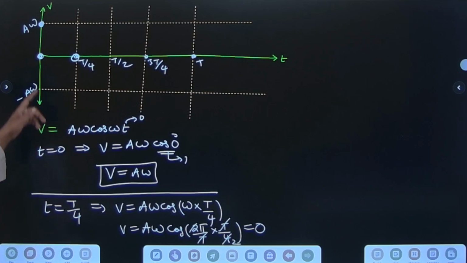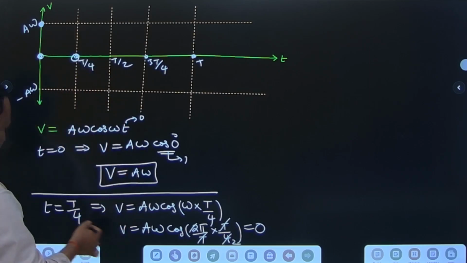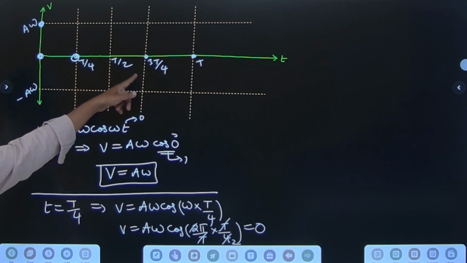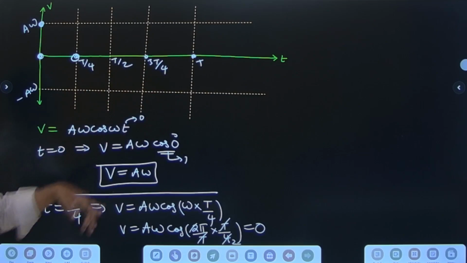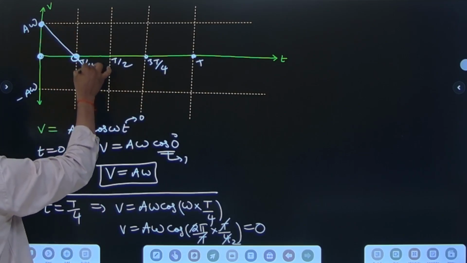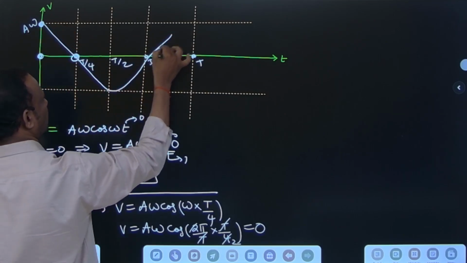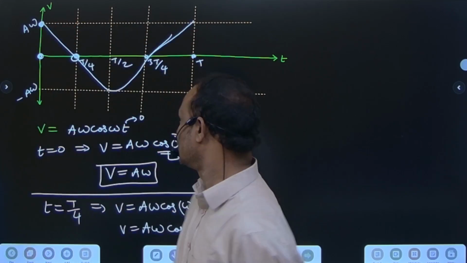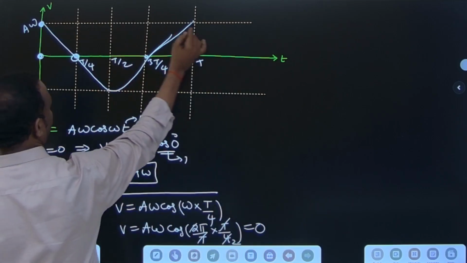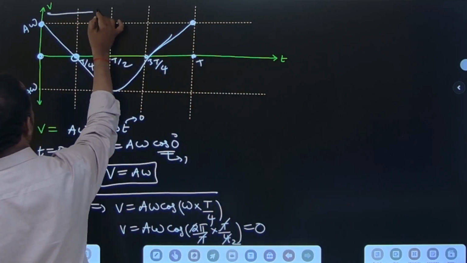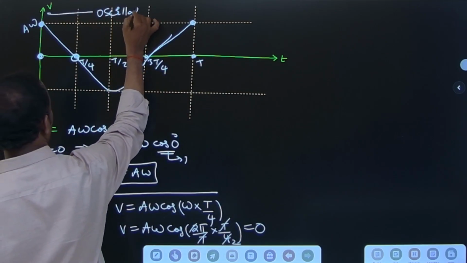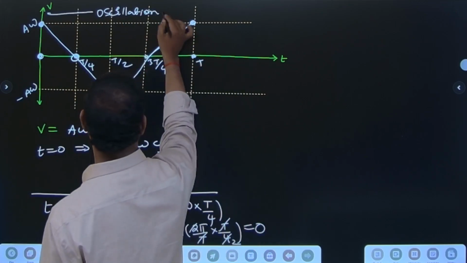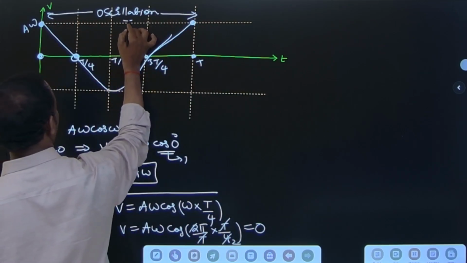So same like this, if you go on, t is equal to 0, t is equal to T by 4, t equal to T by 2, t equal to 3T by 4, t equal to T. If you substitute, the wave is like this. This is one wave, one oscillation from this up to here, t equal to T now. So what is the time period here? T is the time period.